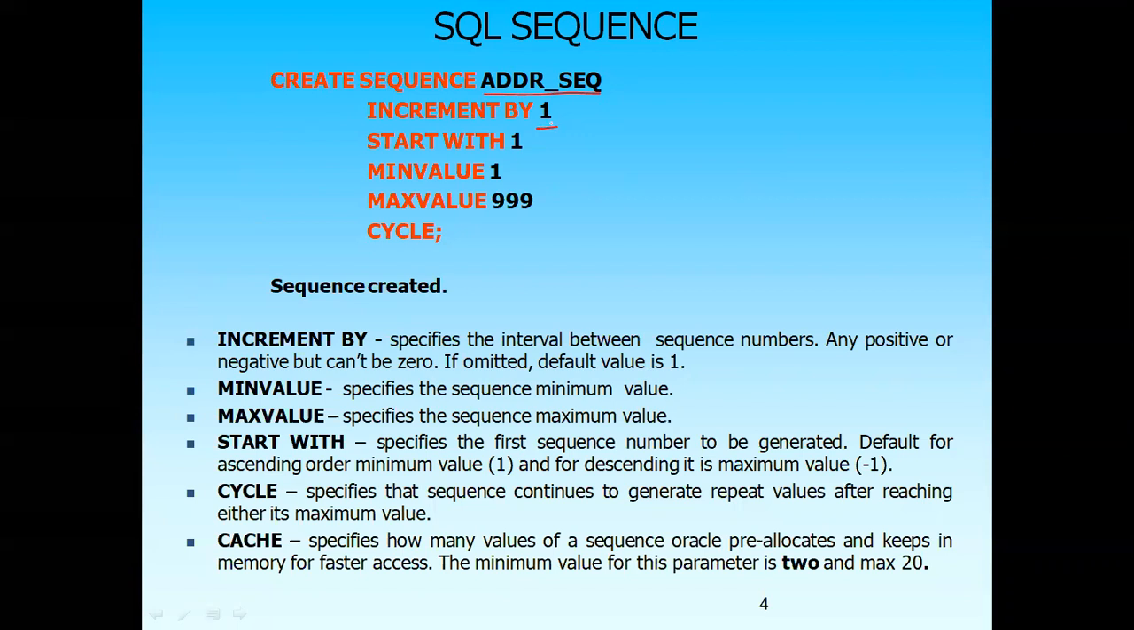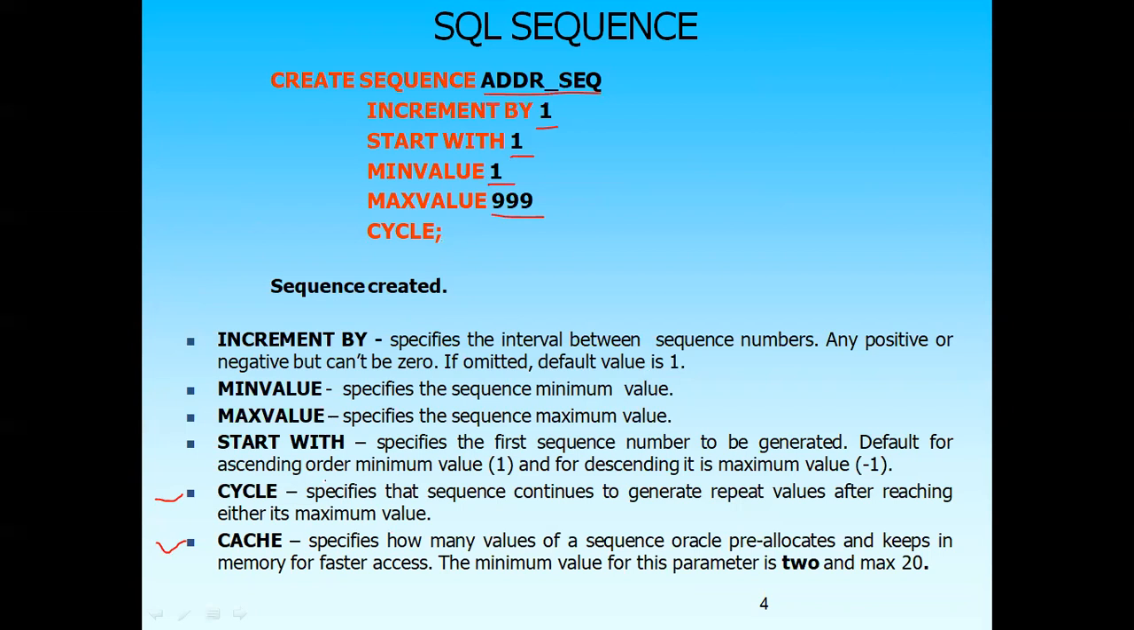So my sequence will always increment by 1 whenever we insert a record into the table. Start with 1, my sequence will start with 1. These are the parameters we can mention as a part of the syntax while creating the sequence. You can mention the minimum and maximum value of the sequence, and cycle and cache are two additional parameters that we can mention as a part of the syntax, which are optional here.